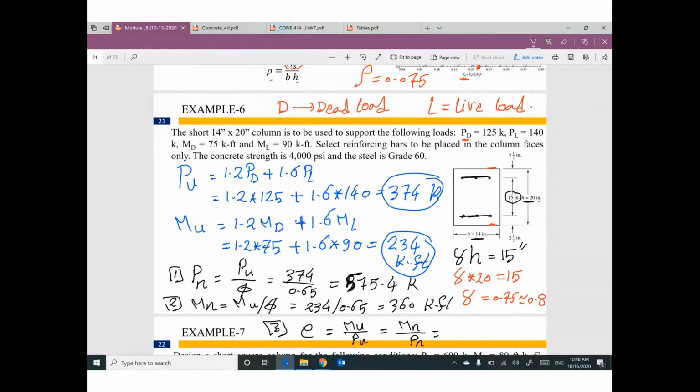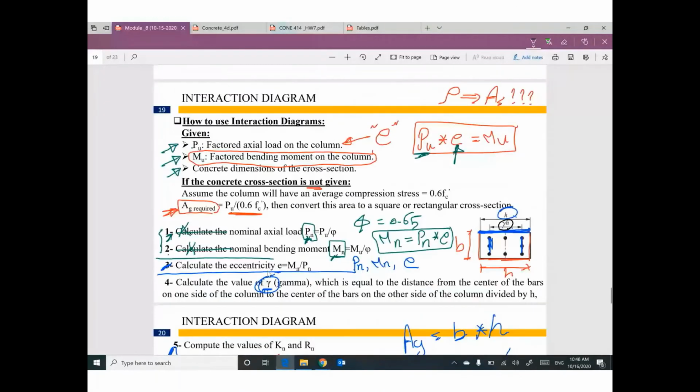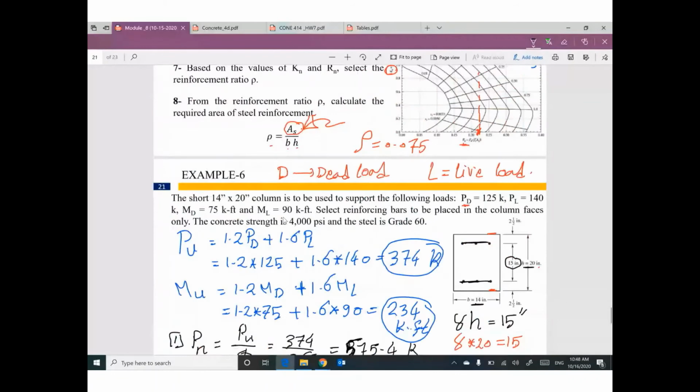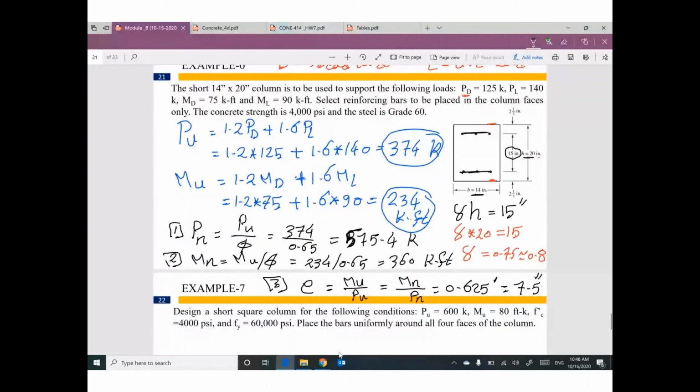If you divide this one by 575.4, the eccentricity will be 0.625 feet, which equals 7.5 inch. In the first three steps, we need to figure out the value of Pn, the value of Mn, the value of eccentricity, and we are done with the value of gamma. Any questions so far? Looks good.